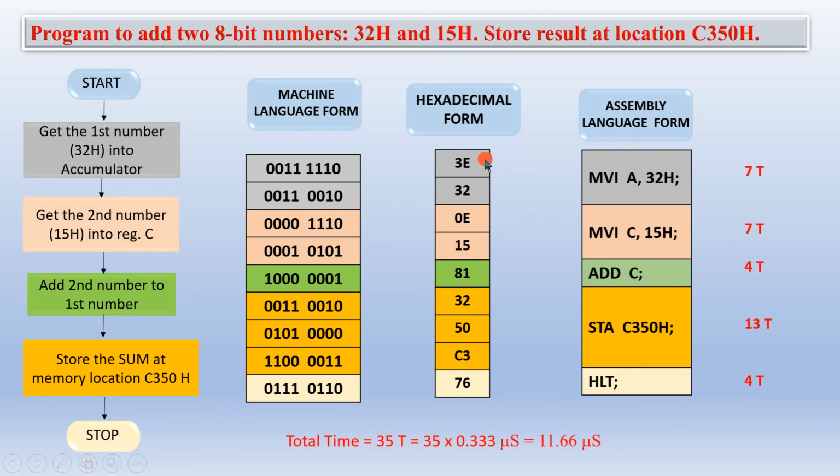And in the laboratory, when you are going to perform assembly language programming, there we are going to use hexadecimal codes. And these are the times taken by these instructions to execute: time taken by this instruction is 7T, ADD C takes 4T, STA C350 requires 13T, and HLT requires 4T, where T is the one clock period which we have discussed in the last period. And therefore, the total time taken by this program is 35T, 35 into 0.3 microsecond, and that is 11.66 microsecond. 1 microsecond means one millionth part of 1 second.